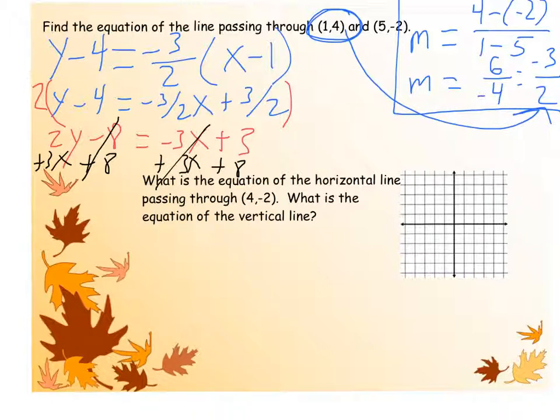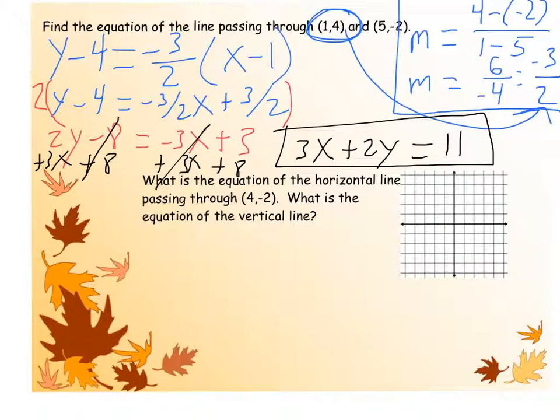And what I'm left with is, on the left side, I have 3x plus 2y. And over on the right, I have 3 plus 8, which equals 11. And that is the point where I will call it quits. 3x plus 2y equals 11. Okay?